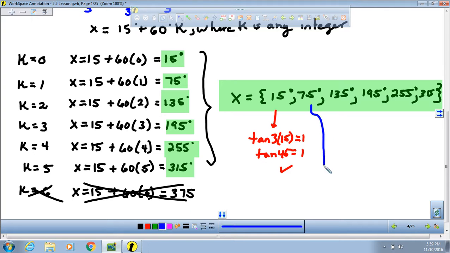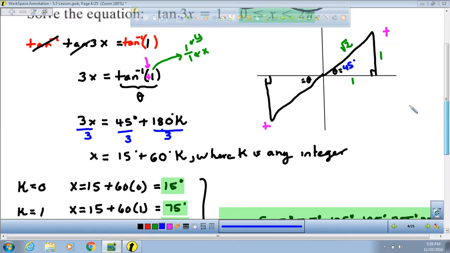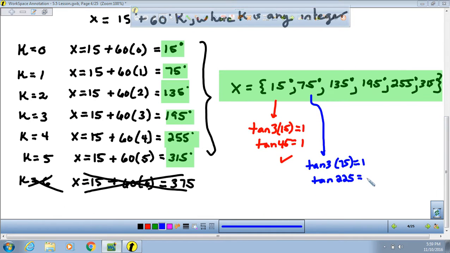We can keep trying. So what if I do tangent of 3 times x, which is 75 in this case? Is it equal to 1? Let's check. Tangent of 3 times 75 is how much? 225. Isn't that a 45-degree angle in the third quadrant? Yes, right? So it's going to give me a 45-degree angle, which is going to give me -1 divided by -1, which is still equal to 1. So that one checks also, right? If you keep checking all the other angles, all of them will give you an answer of 1.